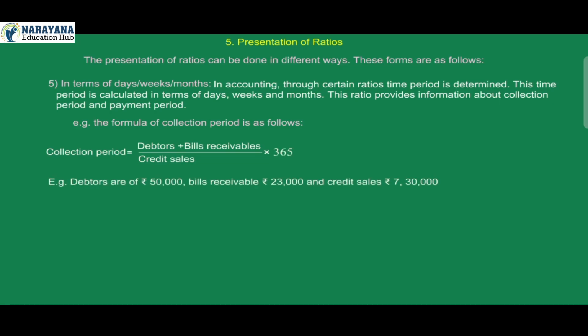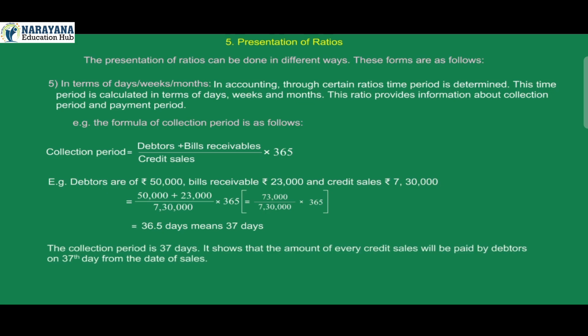Example, debtors are of rupees 50,000, bills receivable rupees 23,000 and credit sales rupees 7,30,000. It is equal to 50,000 plus 23,000 divided by 7,30,000 into 365, which is equal to 73,000 divided by 7,30,000 into 365, which is equal to 36.5 days, means 37 days. The collection period is 37 days. It shows that the amount of every credit sales will be paid by debtors on 37th day from the date of sales.